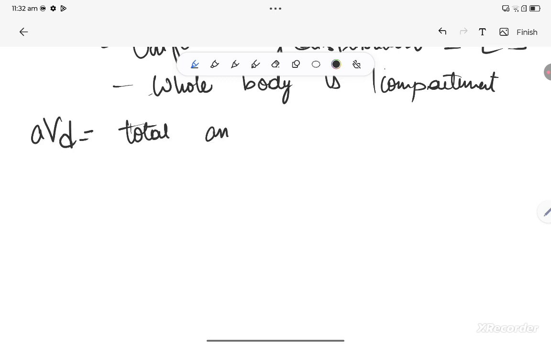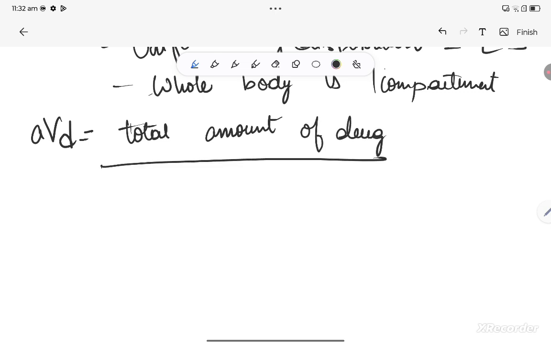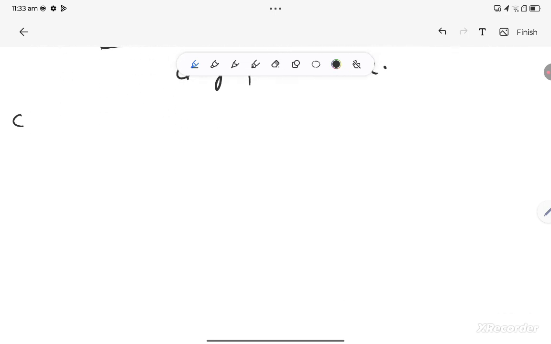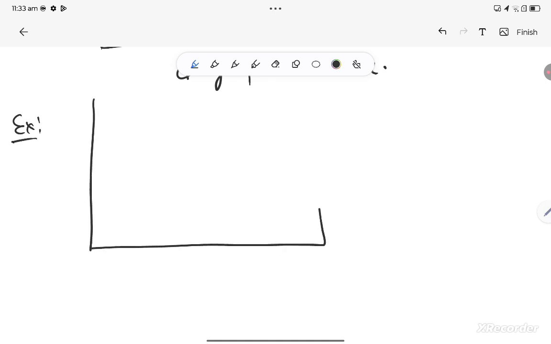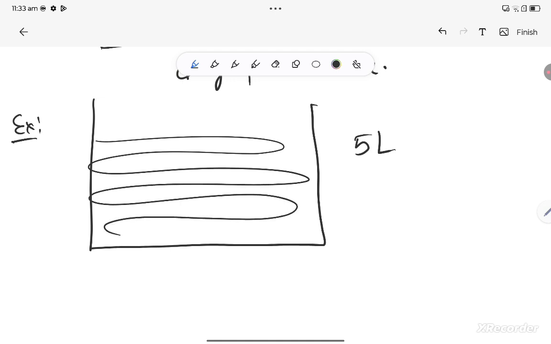of drug given by the drug's plasma concentration. Fine. Now we will explain this with an example. Let us say this is a beaker. In this beaker the volume is 5 liters and we have added water. Into this we have added fish food, about 5 milligrams.